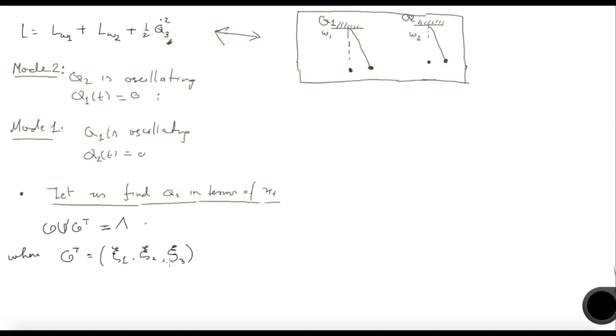So these xi1, xi2, xi3 are the column vectors. This is a column, this is a column, this is a column. That's how you get a matrix. And as we talked some time back, these are eigenvectors. Also remember that the xi i should be normalized.